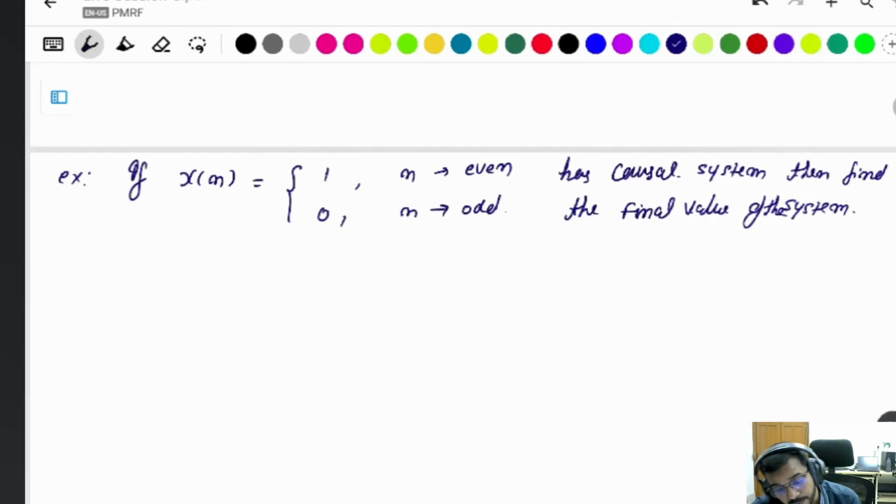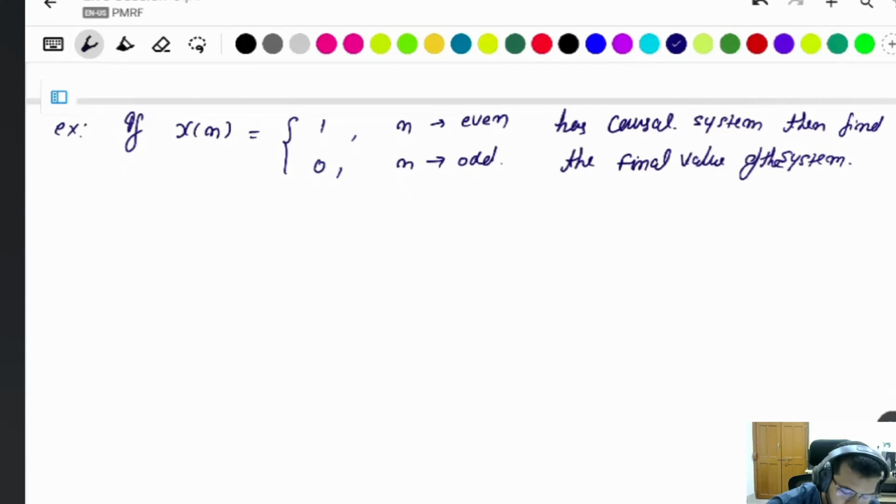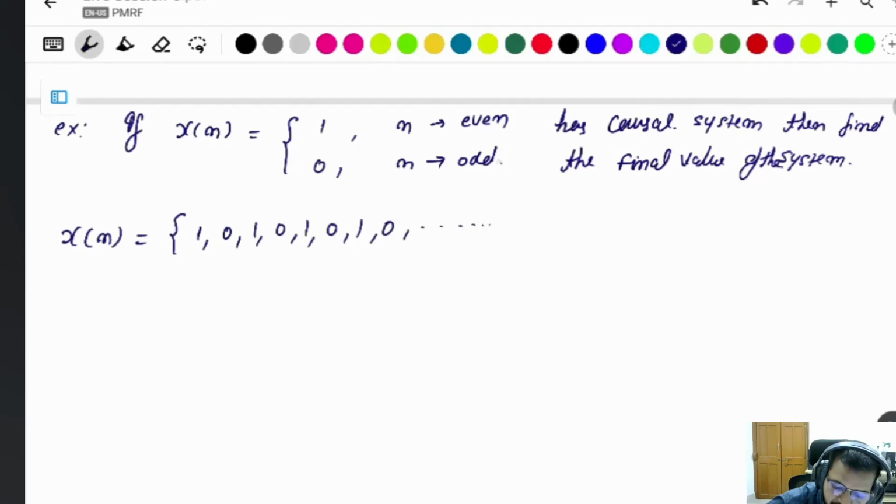How can you find the final value? It may be 0 or 1 only. And what is the final value? If this type of function is given, x[n] equal to 1 when n is even, it means 1 0 1 0 1 0 is the function. Is 0 odd or even? 0 is counted as even. That's why x[n] can be written as 1 0 1 0 1 0 1 0 and so on. But the final value is not mentioned here, so we can't say the final value.